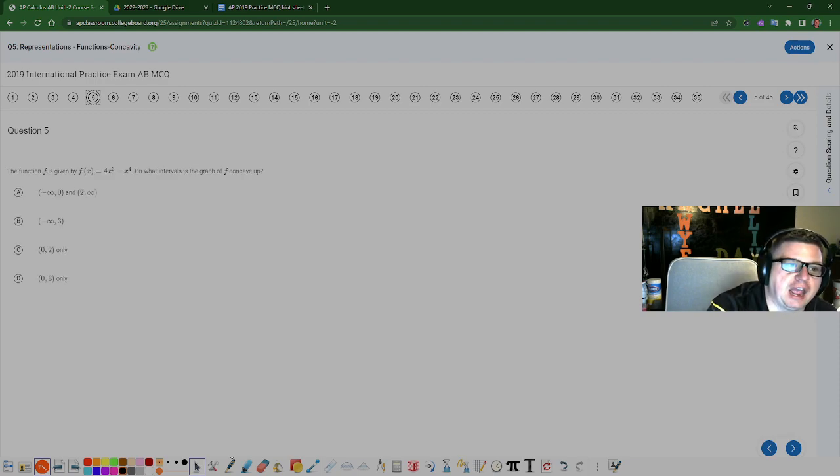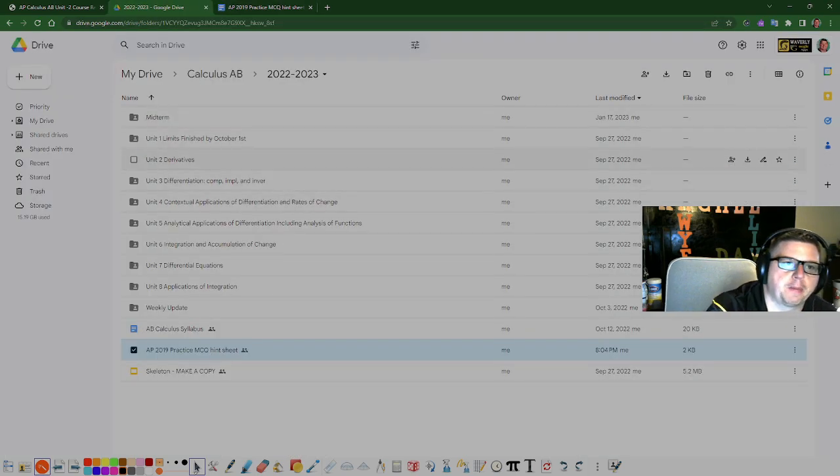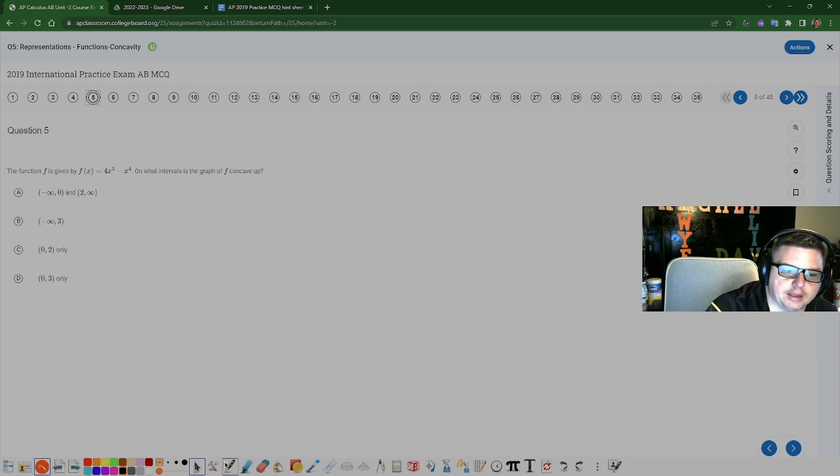5, the function f is given by f of x equals 4x cubed minus x to the 4th. On what intervals is the graph concave up? So we design, pause. Concavity, second derivative, pause. But our class makes a chart. And what we do is we do this. F prime, F double prime. And we talk about this one is increasing and decreasing, and max and mins. That's what the first derivative tells us.